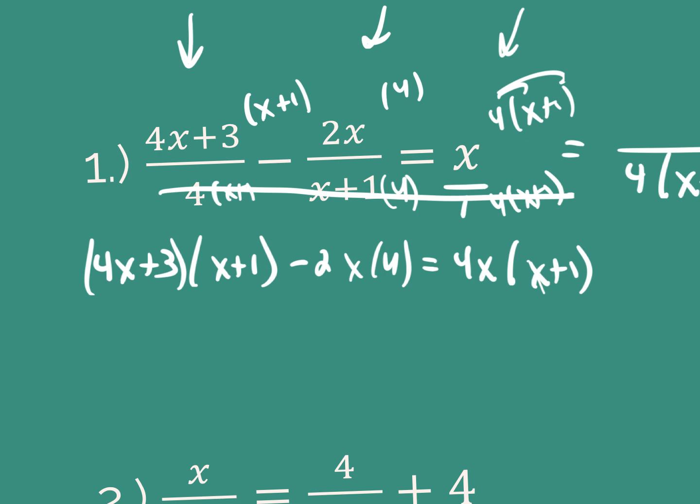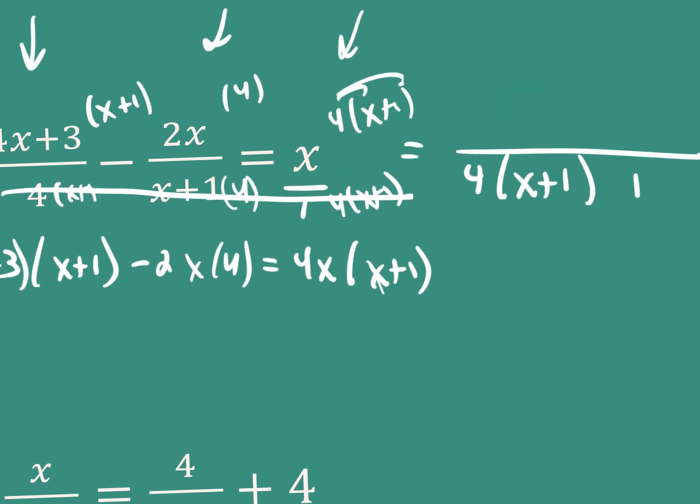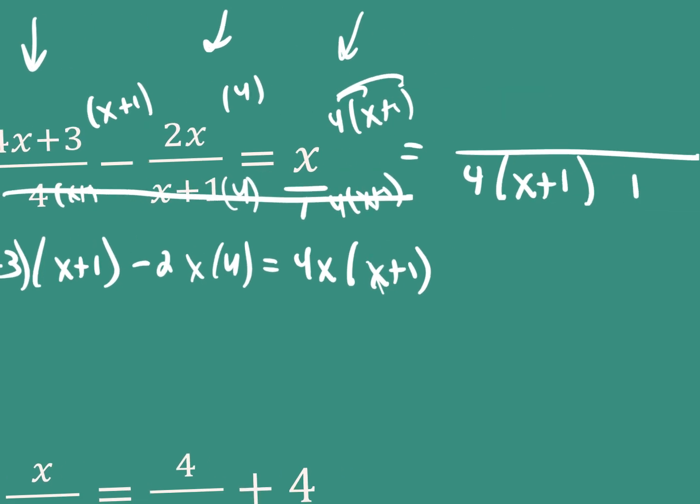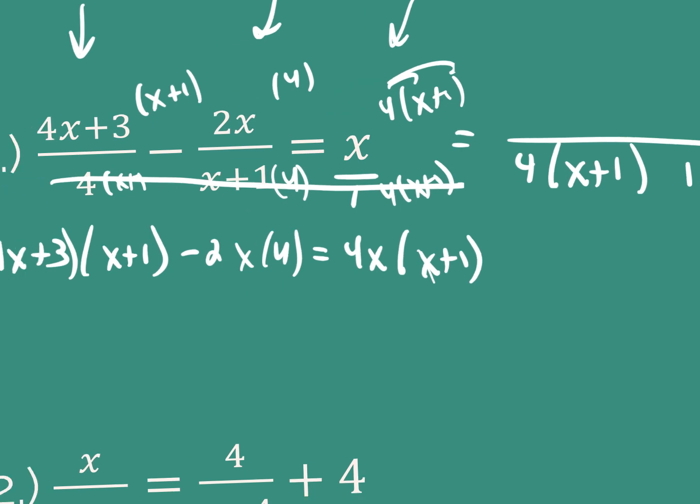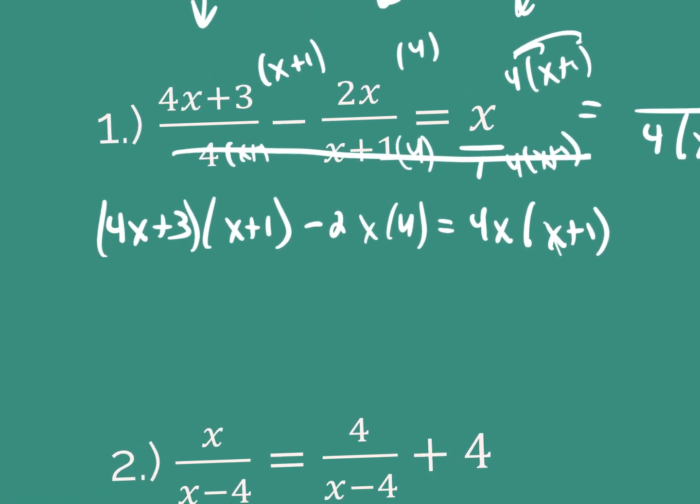Question, Mia. Why did you put 4 and then instead of denominator 4x plus 1 and then 1? Just because I was showing you guys that I took each piece. You don't have to write the 1 there. I was just showing you that I was taking each piece. All right. Did I clean everything up on the top?